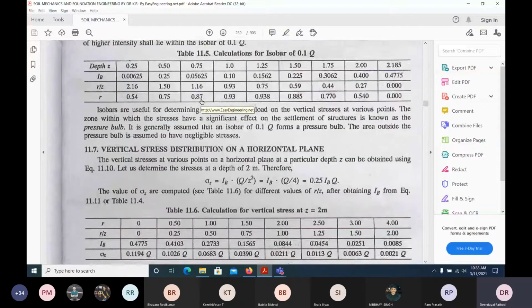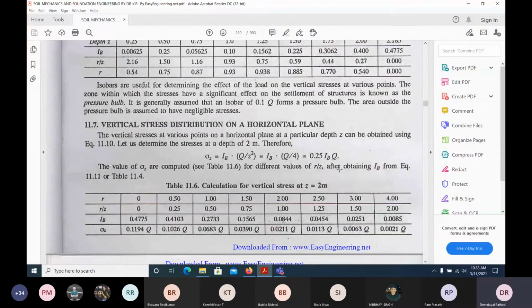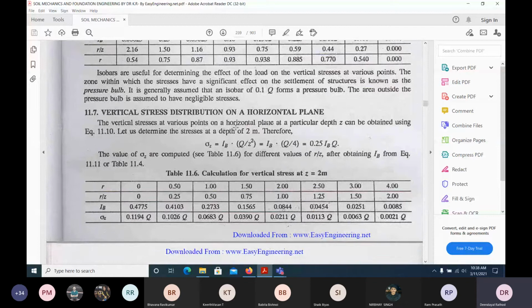Now what we'll see in today's class is how the vertical stress distribution looks on a horizontal plane. That means we are applying some point load, so exactly how does it look when you plot it in a horizontal plane, the top view. We'll take a small distance z. At various points on the horizontal plane at a depth z, stress can be obtained using the given equation. We know this equation.